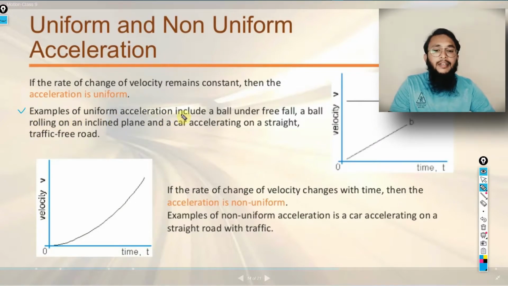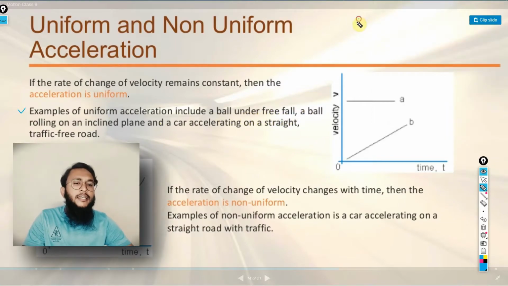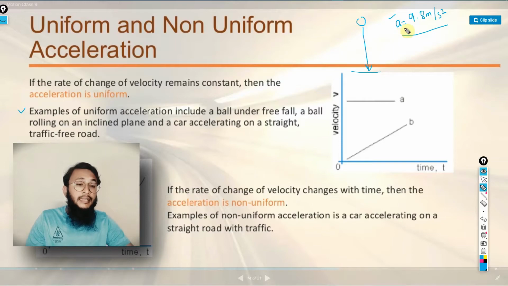An example of uniform accelerated motion is a ball under free fall, right? If anything falls freely, it falls down with an equal change in velocity, right? 9.8 meter per second square. What do you mean by this acceleration? This acceleration has a fixed constant value. It is telling us that this is uniform. It is not going to change. It is constant, right?